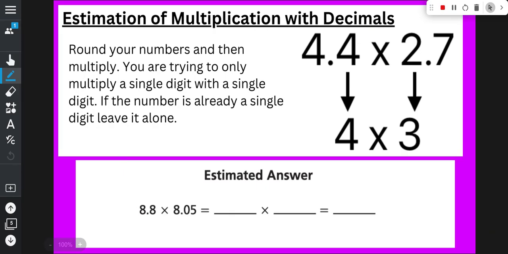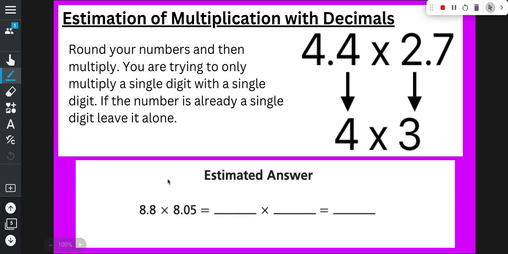Estimation of multiplication with decimals. When we're estimating, we're trying to just get to a quick math fact problem. So I don't want to deal with 4.4. Instead, I'm going to round it to the nearest whole number. Because the 4 tells me I'm staying, the other 4 is going to stay a 4. 7 tells me to go up, so the 2 goes up to a 3. So then I have 4 times 3 is 12. Now, if I truly were to multiply my problem, I should get an answer close to 12.